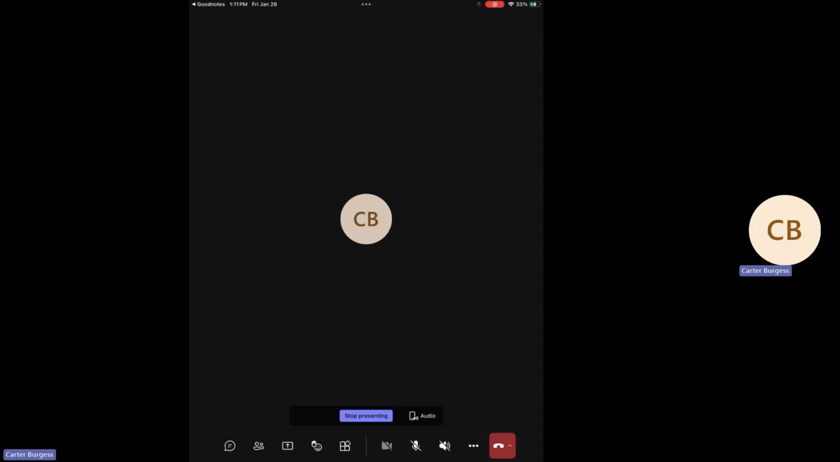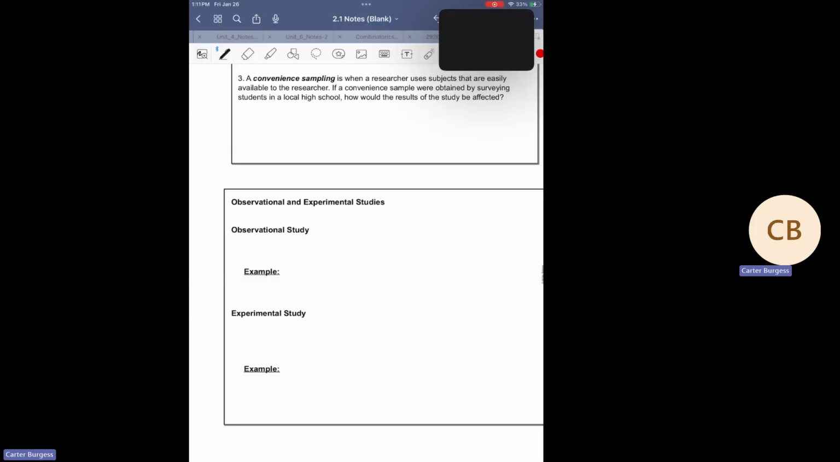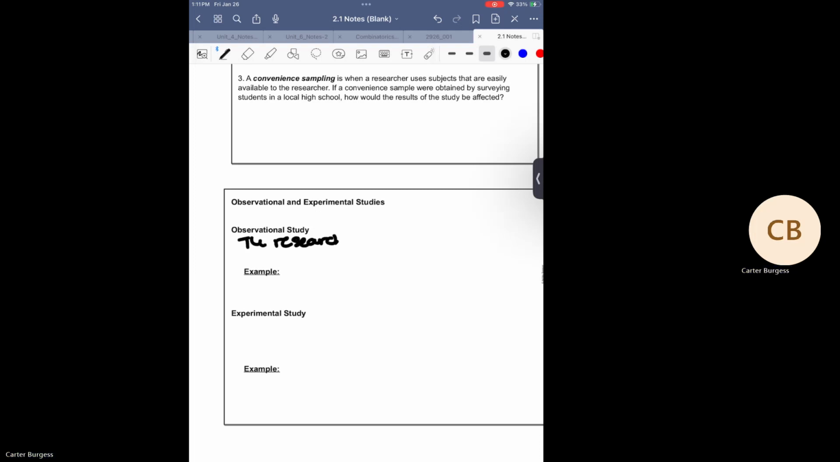Okay, so as far as our observational study goes, we might define an observational study as one where the researcher is merely observing and reporting the data. So a survey might be one where we are observing, or where the data is coming from the individual. Observational study is simple observation and then recording.